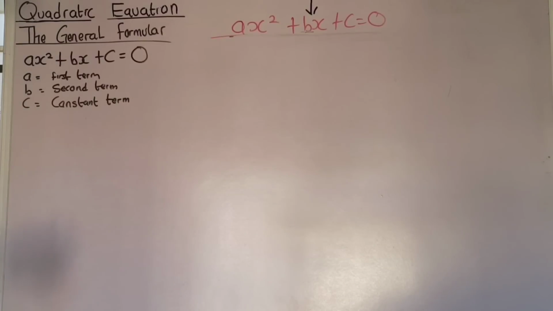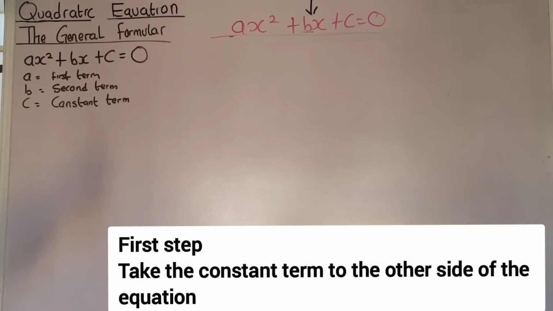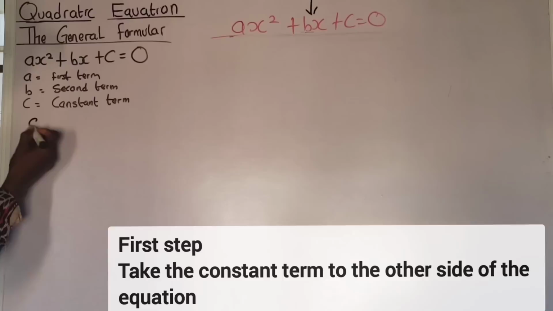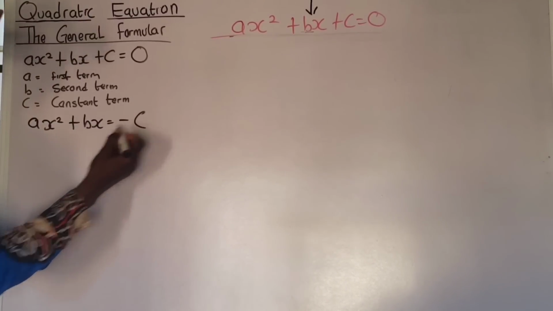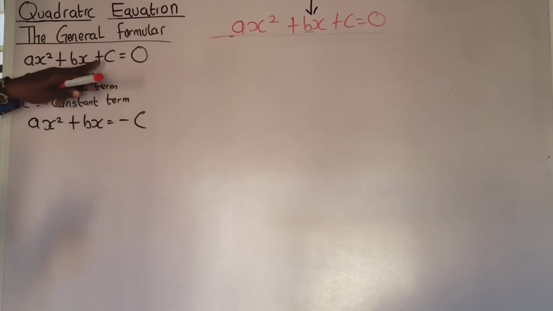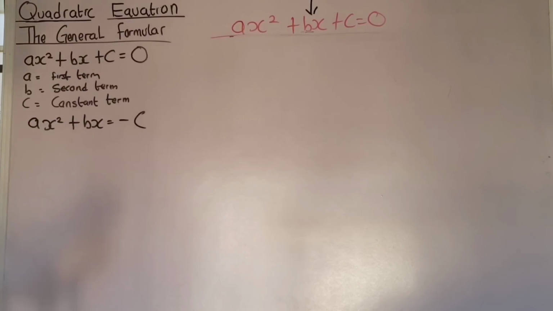Now, the first step is that we have to take the constant term to the other side of the equation. So here I'm going to have ax squared plus bx equals negative c. That is the first step, taking the constant term to the right hand side of the equation.